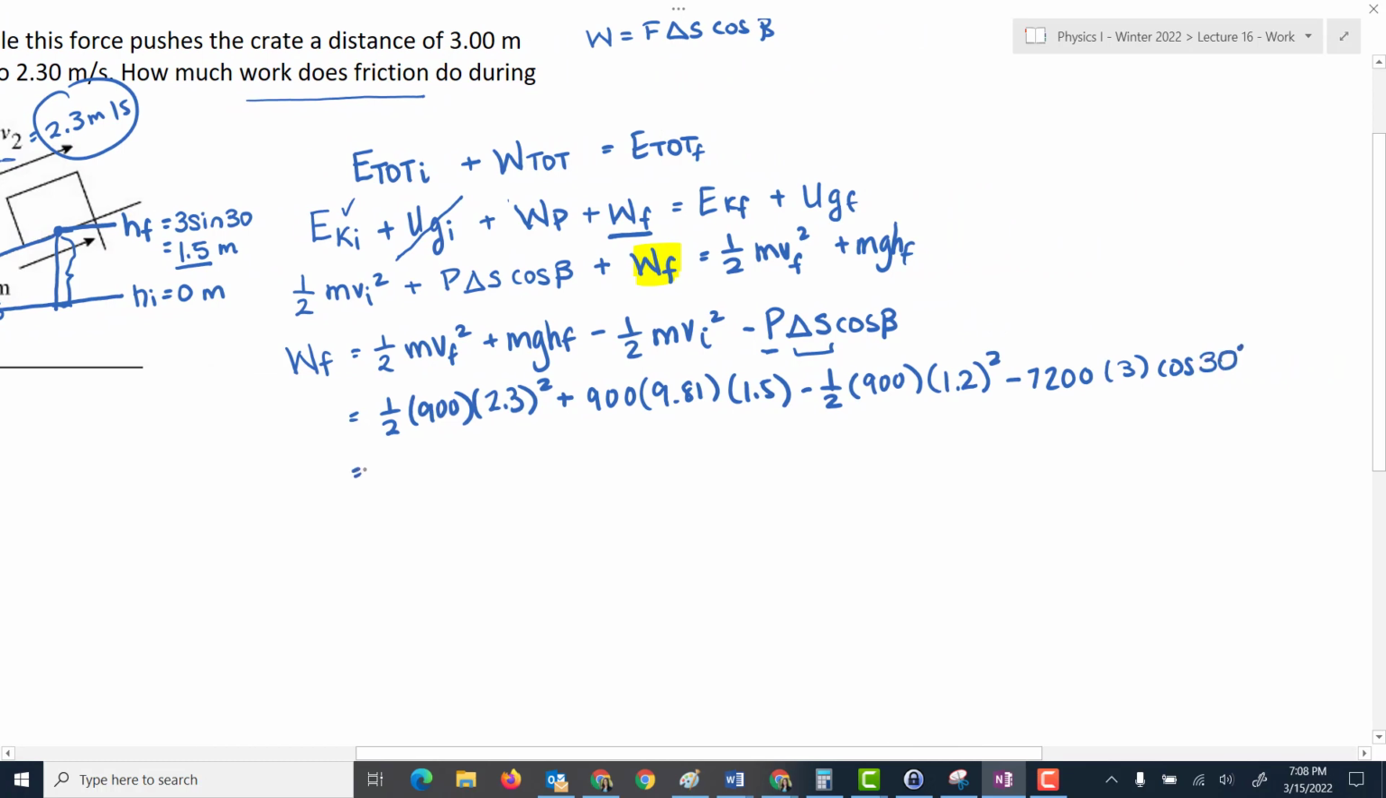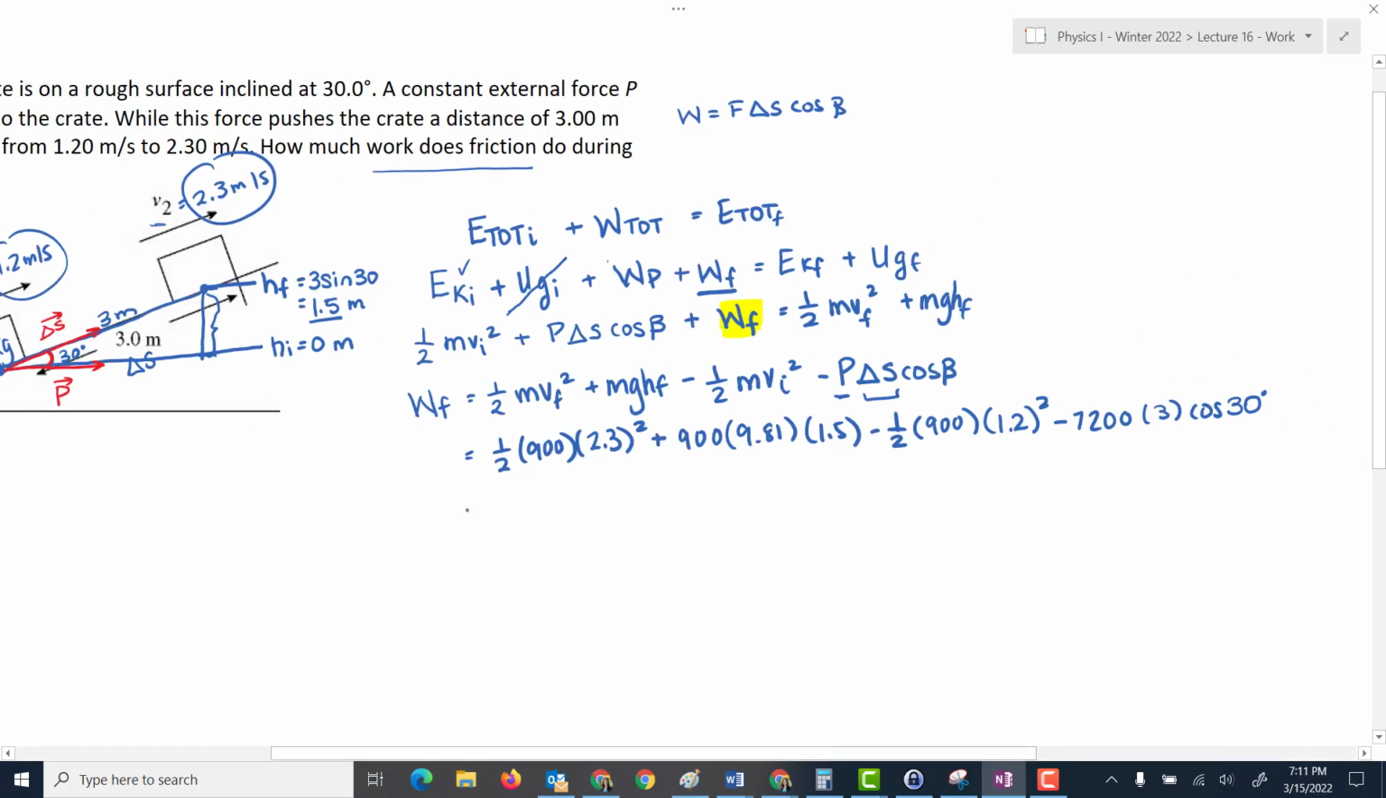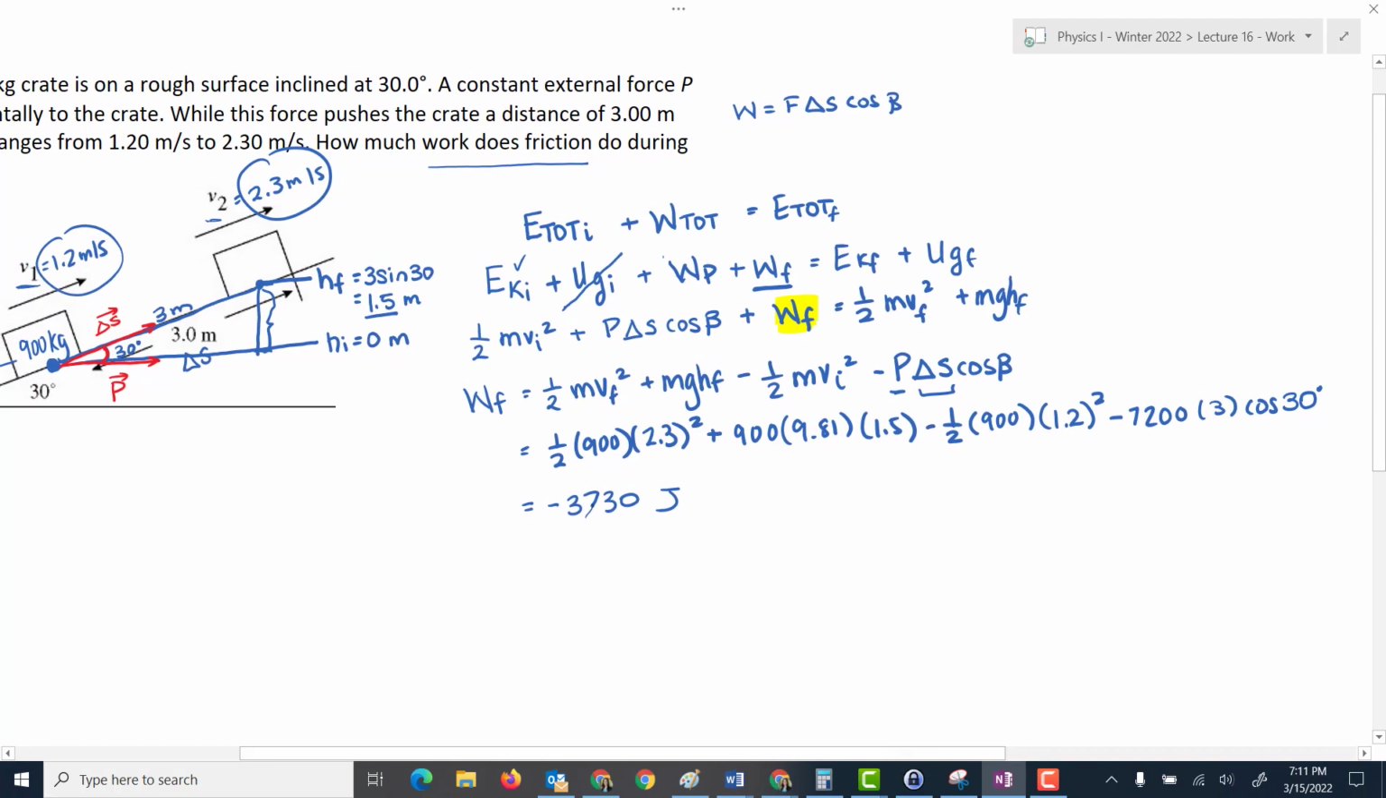And that's it. I'm just going to plug everything into my calculator and solve for W final. So 1/2 times 900 times 2.3 squared plus 900 times 9.81 times 1.5 minus 1/2 times 900 times 1.2 squared minus 7,200 times 3 cos 30 equals negative 3730 joules.